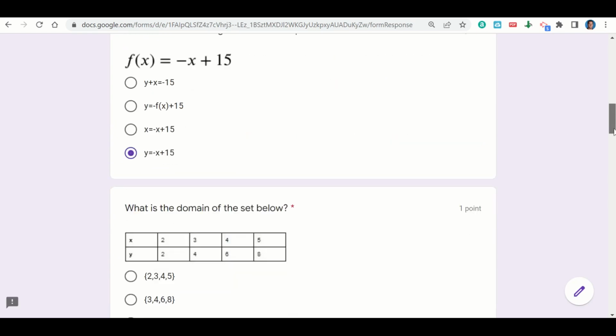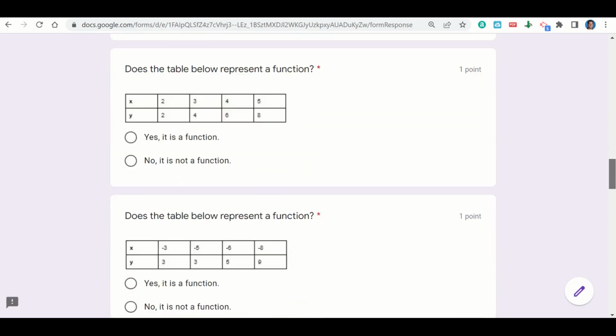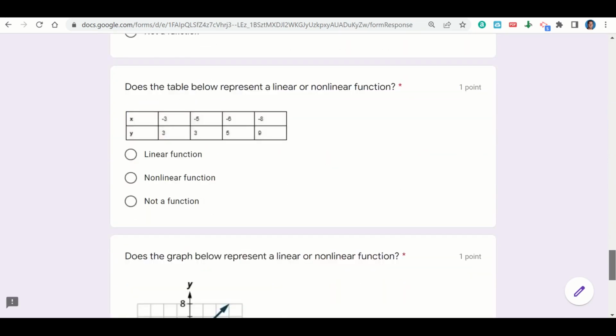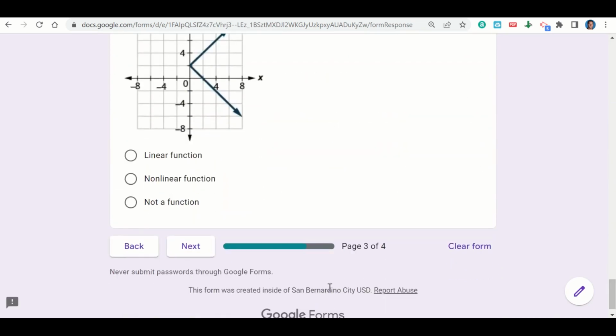And you'll continue to answer each of these questions all the way until you get to the bottom of the page. Once you get to the bottom of the page, you're going to go ahead and click Next. That will send you to your Before You Go. You'll fill out your Before You Go and then submit your work on Google Classroom.